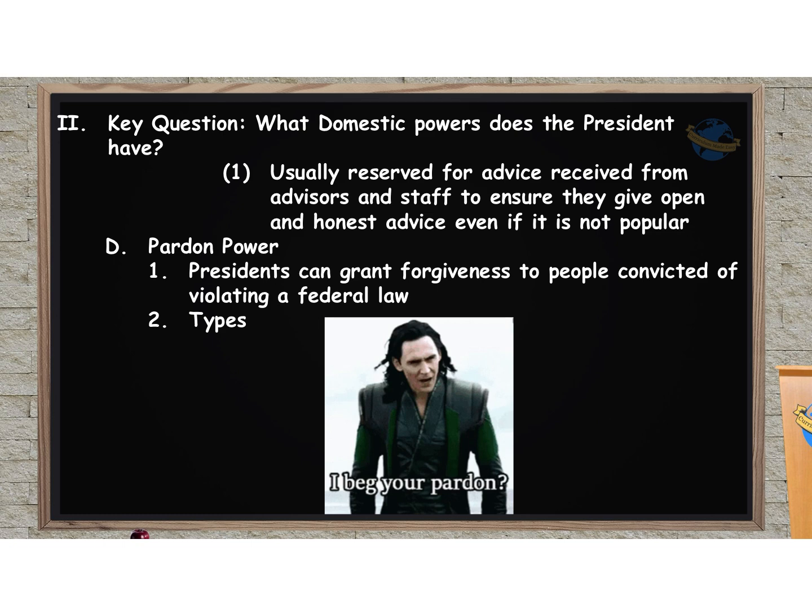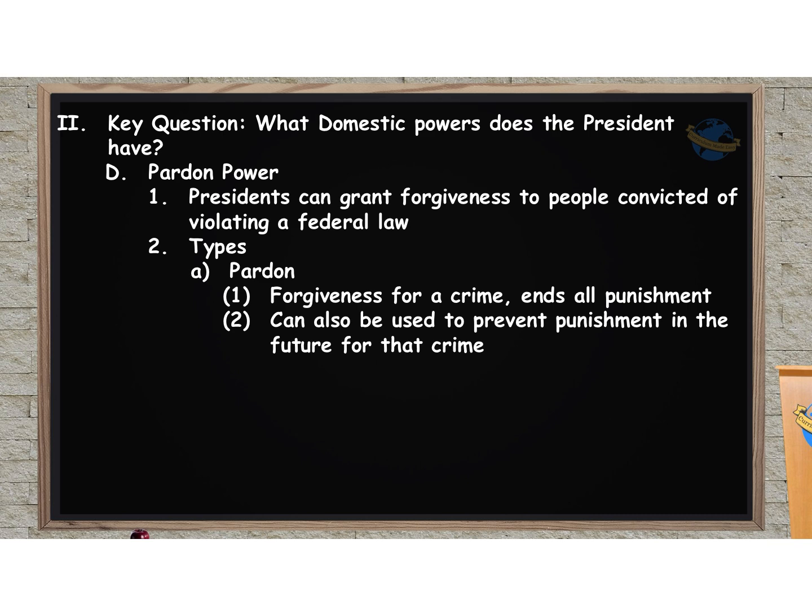Now, there are two different types of the pardon power. There is the pardon itself, which is forgiveness for a crime and ends all punishment. It also wipes the crime off your criminal record as if it never happened. Some presidents have used this power in order to prevent punishment in the future for a crime that was committed. For example, President Biden, in his last days of office, used his pardon power to grant forgiveness to his son, who was convicted of owning and possessing a firearm while currently using drugs, which is a violation of federal law.